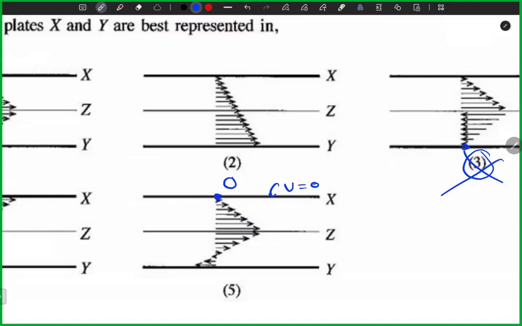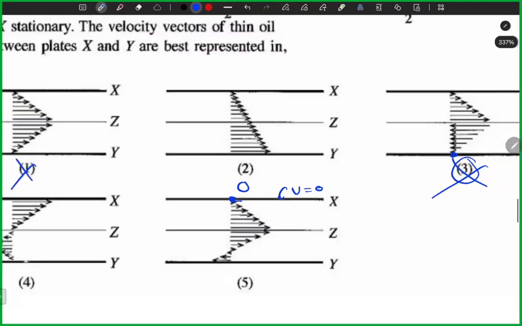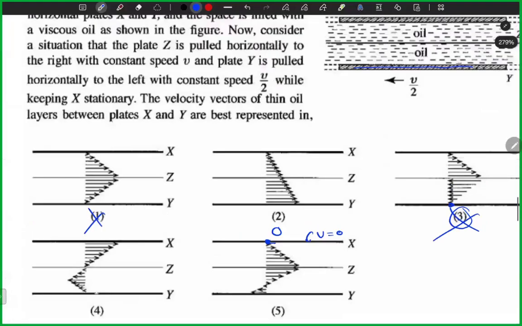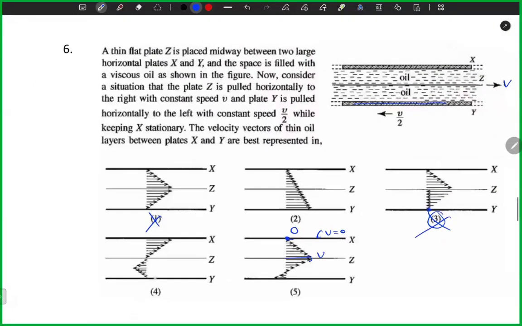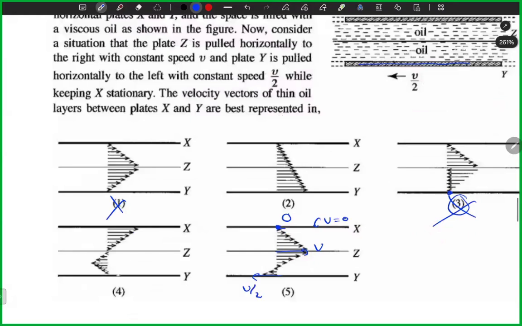Then the velocity of the liquid layer at this point is 0. But in the middle, what's the velocity? Right in the middle is V, so I have to mark it as V. But this plate is moving with V over 2. So there's an argument between those two, right? Then somewhere in between, we have to have a 0 velocity because they're in opposite directions, right?